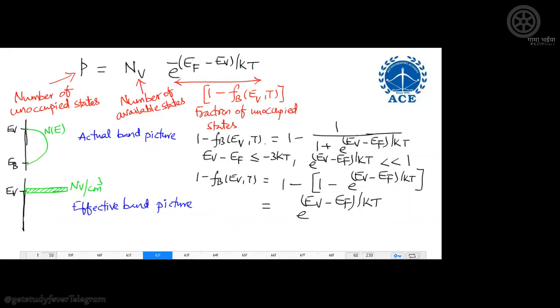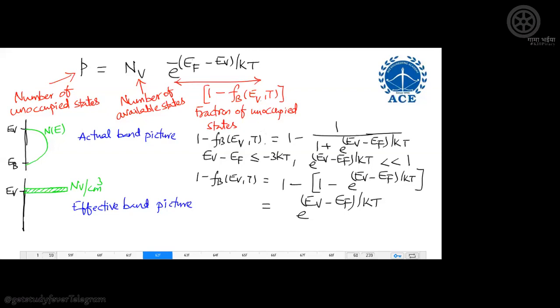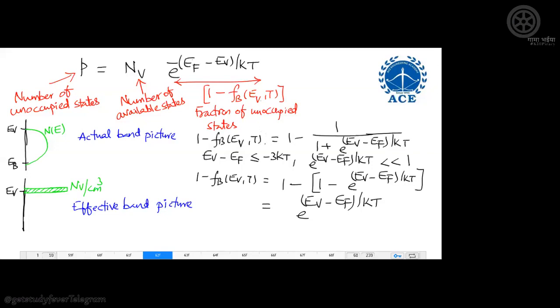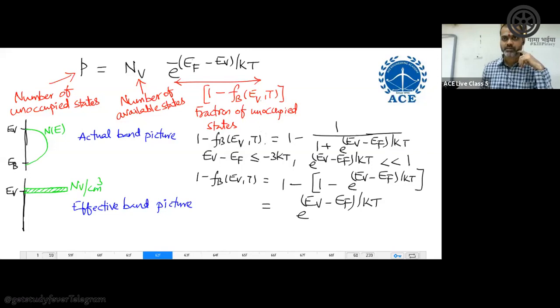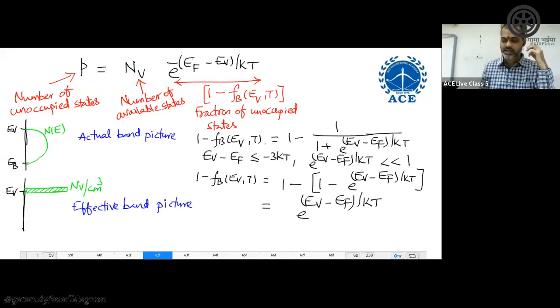Sir, the binomial expansion, how did you do it, sir? Were you there in yesterday's class? Yes, sir. We have done the same thing. The same repetition I have done here. Yesterday, the Boltzmann approximation, have you seen it? Have you written that? Yes, sir. Go through that Boltzmann approximation for the second condition. Same thing I have done here.